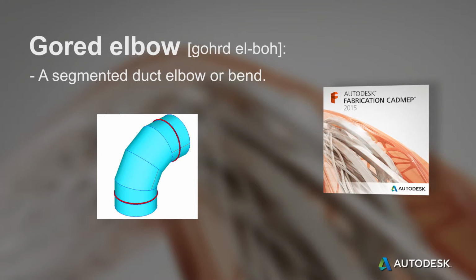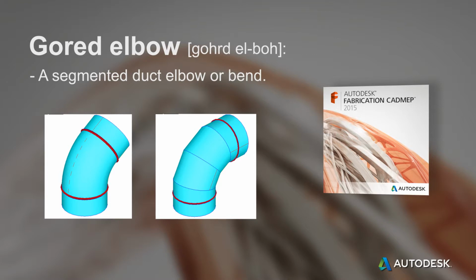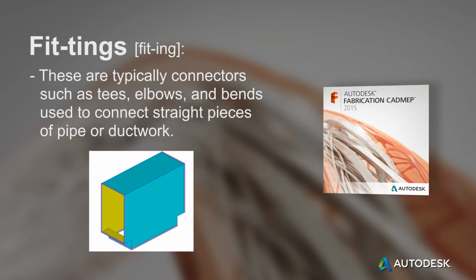Elbows larger than 10 or 12 inches in diameter are usually gored, whereas smaller elbows are typically fabricated from pressed sheet metal. A pressed metal elbow is shown on the left, and a gored elbow is seen on the right. Fittings. These are typically connectors such as T's, elbows, and bends used to connect straight pieces of pipe or ductwork.